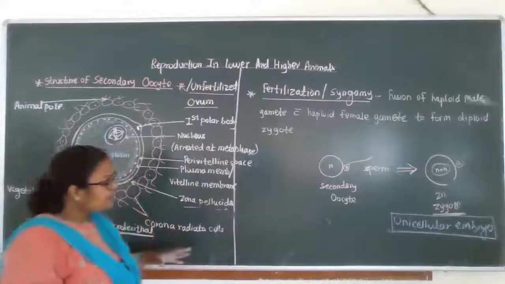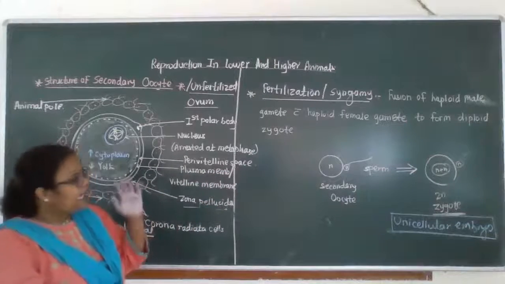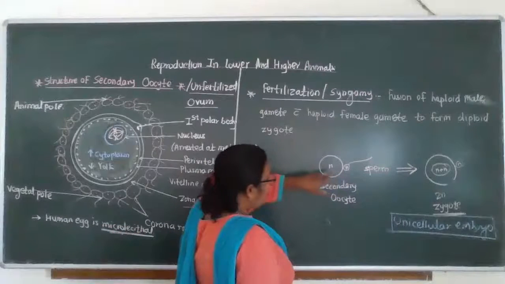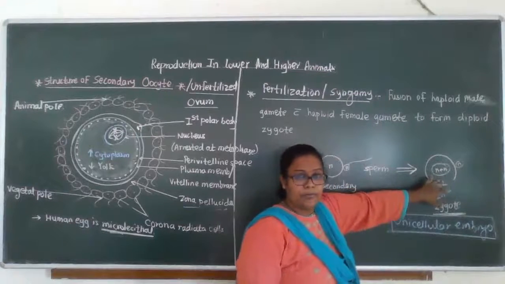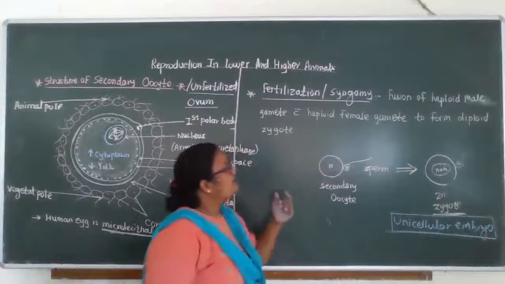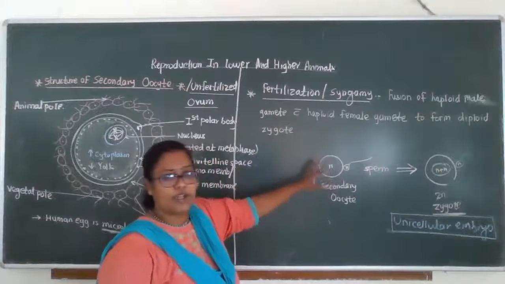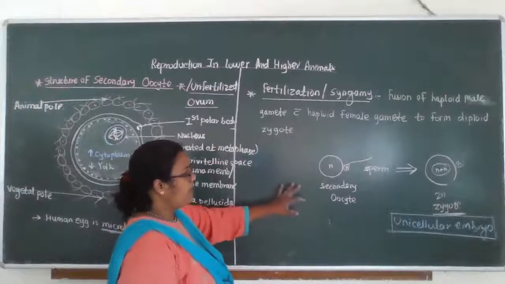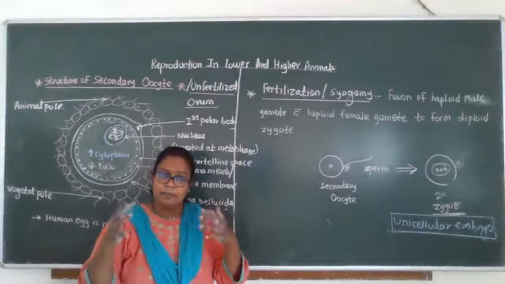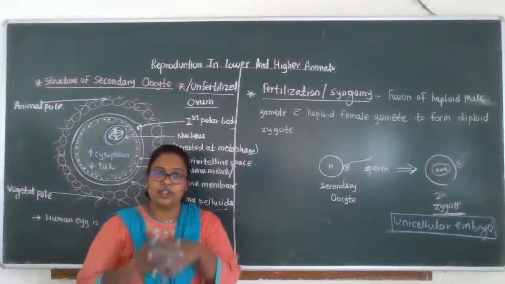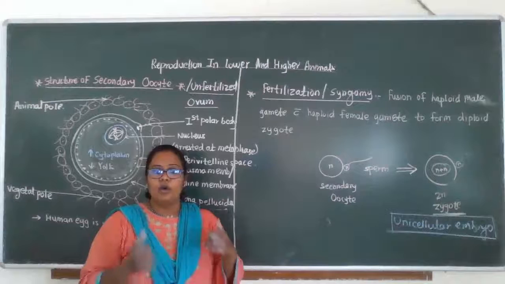Clear, everyone? So this is related to the definition. Once again, the fusion of a haploid male gamete with a haploid female gamete to form a diploid zygote. It is also called syngamy, meaning fusion of these two. And it is also called amphimixis because of the intermingling of maternal and paternal chromosomes to result in a diploid zygote. Clear, everyone? Very good.